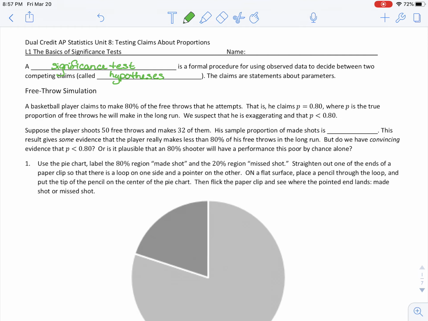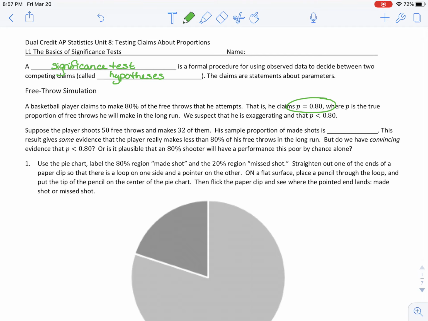For example, a basketball player claims to make 80% of the free throws that he attempts. That is, he claims that his population proportion is 0.8, where P is the true proportion of free throws that he will make in the long run. We expect he's exaggerating, so we think that the value of P is actually less than 0.8. So he says it's 0.8, we think it's less than 0.8.